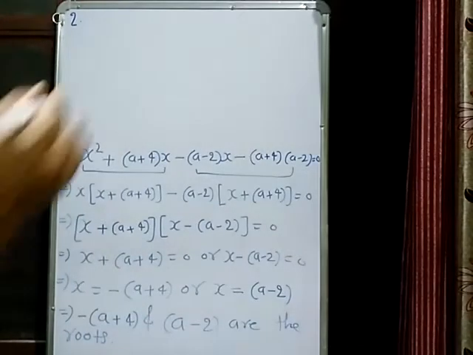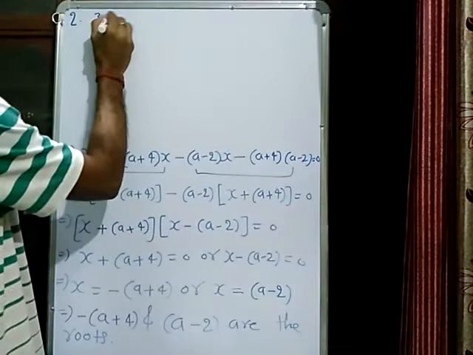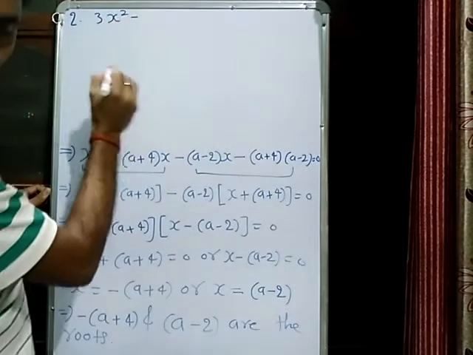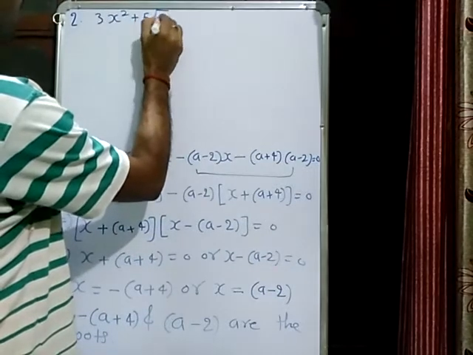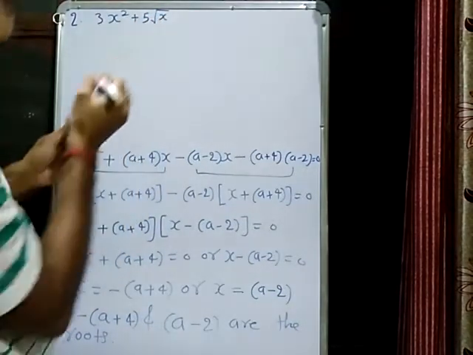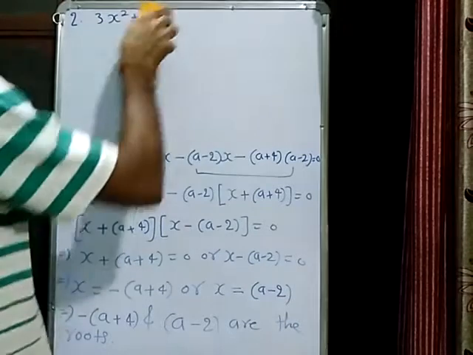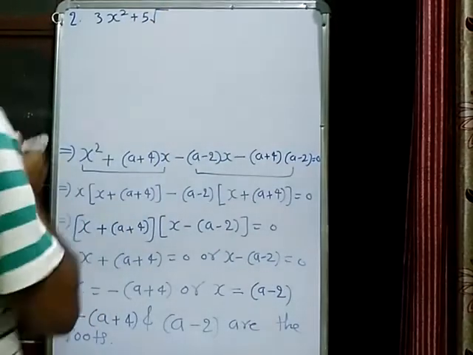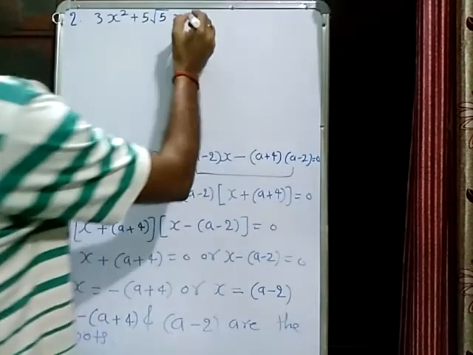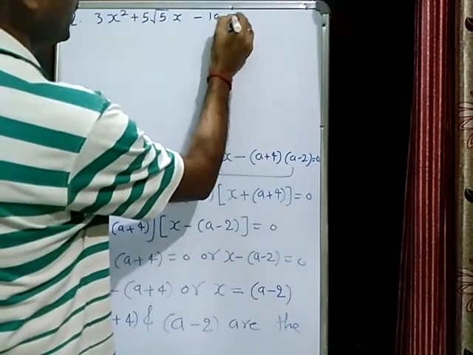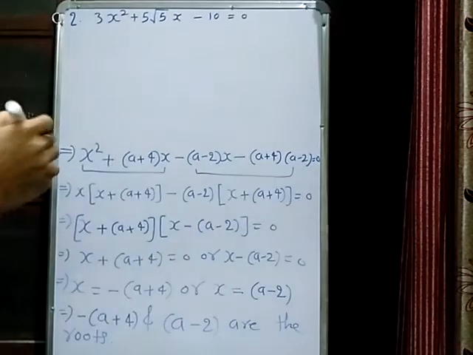Question number 2. It is given: solve 3x square plus 5 root 5x plus 5 root 5x, then minus 10 is equal to 0. Many of you have done this question also.